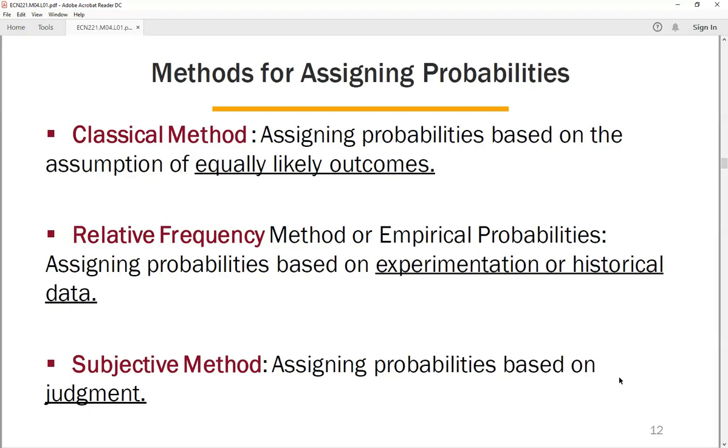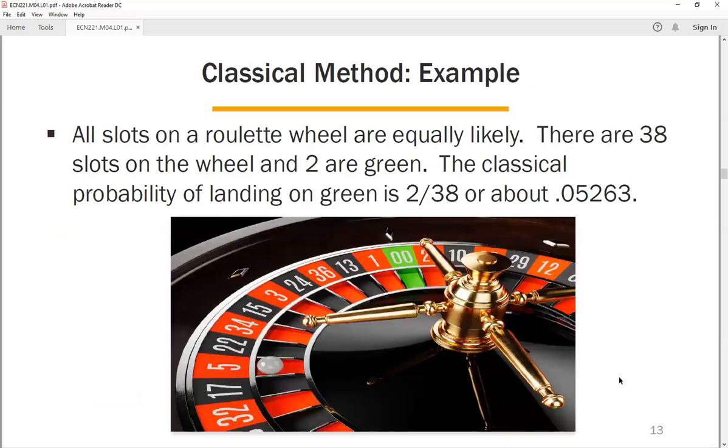To go over each one of these in a little bit more detail, let me go to the classical method first. In that case, you might think of a situation where you've got something like a roulette wheel, or, as I mentioned before, dice or a deck of cards. On a roulette wheel, all of the slots are equally likely. There are 38 slots, and 2 of them are green. That's the 0, and there's a double 0. So if we're thinking about the classical method, where each slot is equally likely, then the probability of landing on green is 2 out of 38, or about 0.05263, since all slots are equally likely.